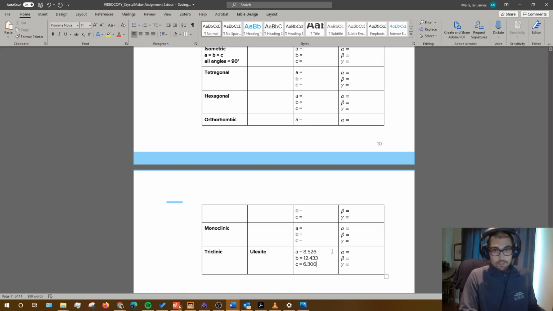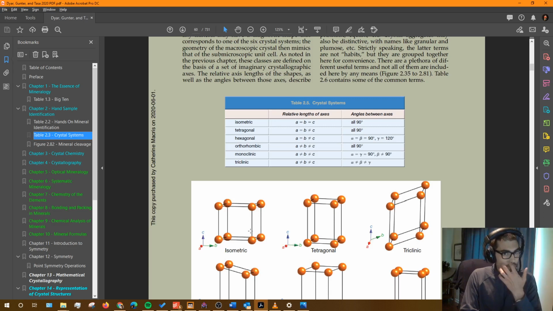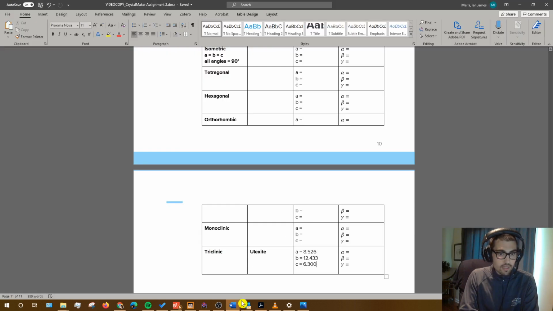6.300 angstroms. Okay, now let's pause for a second and check our thinking. Our book said something about the relative lengths of the axes in the triclinic crystal system, which I know we're in. And it says that A should not equal B and B should not equal C. None of the lengths of the axes should equal each other. And if I look at my data table, that's the case. 8.5 does not equal 12.4, does not equal 6.3. None of them are equal. So we're good.